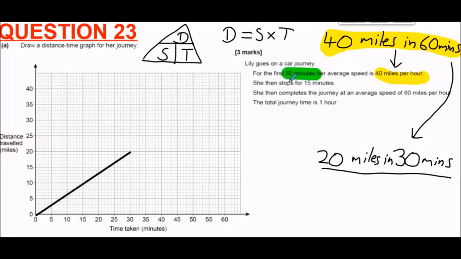She then stops for 15 minutes. If she stops, she's not moving. So the distance travelled isn't going to increase or decrease. She's going to stay where she is. We're at 30 minutes already. In another 15 minutes, that'll take us from 30 up to 45. And so the next bit, when she's not moving, would take us to that part of the graph. It'd be a straight horizontal line up to 45 minutes. It then says she completes the journey at an average speed of 60 miles per hour.